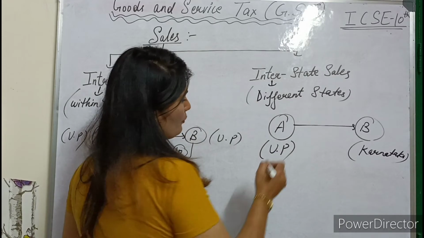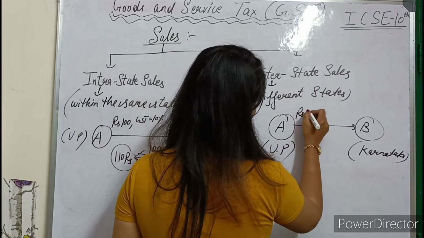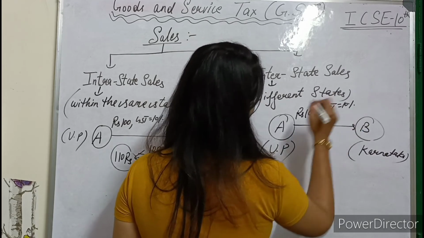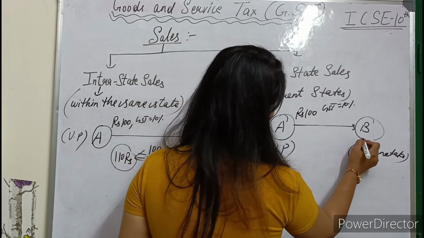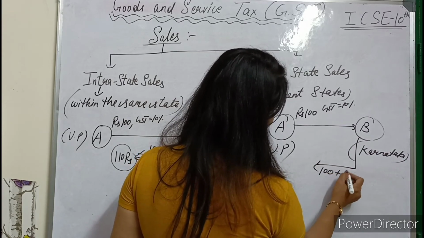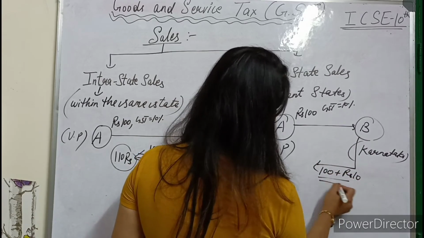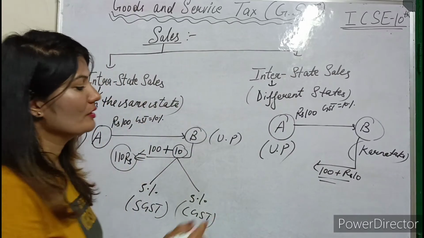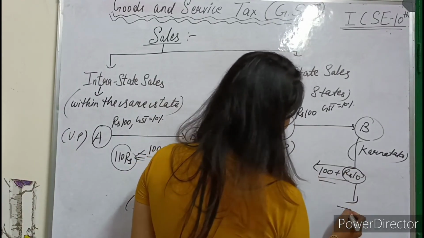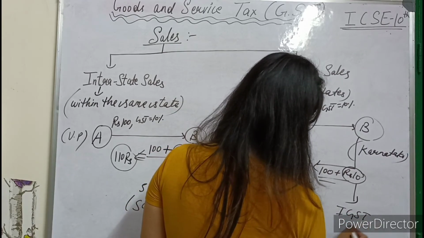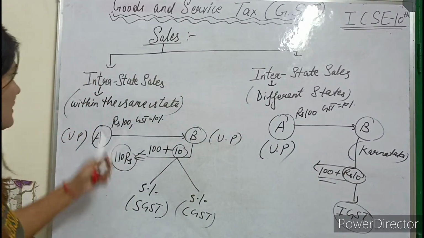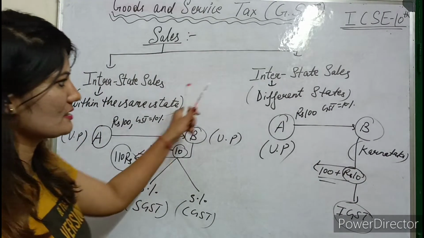So in this case, suppose person A sells the product at rupees 100 and the tax is 10%. So here person B has to pay 100 plus rupees 10 to person A. Clear? So in this case, this rupees 10 will directly go to the IGST. So that is the only difference between intrastate sales and interstate sales.